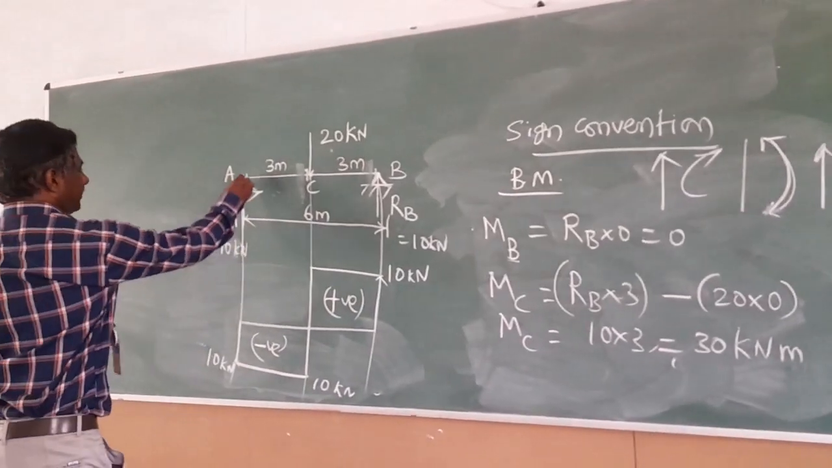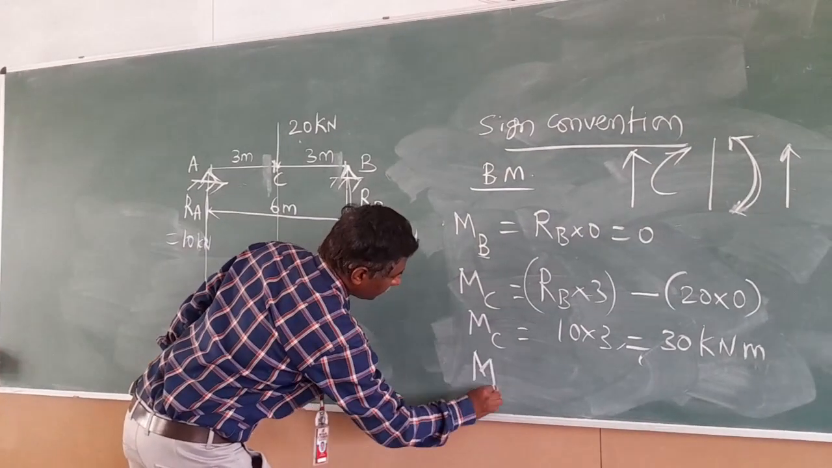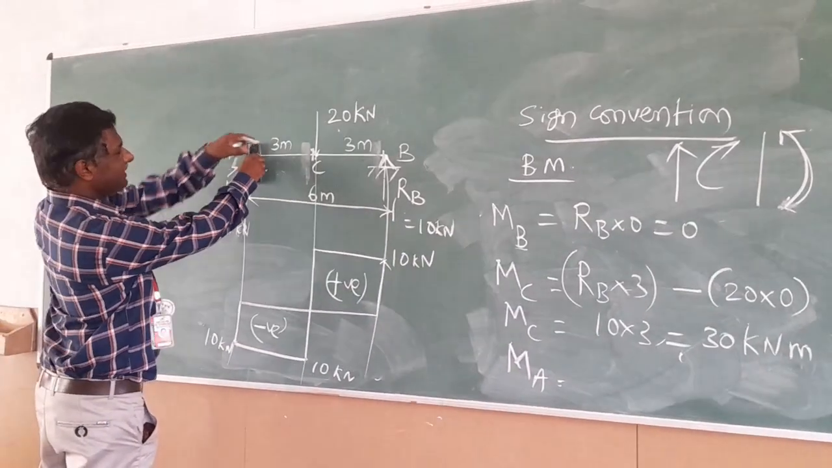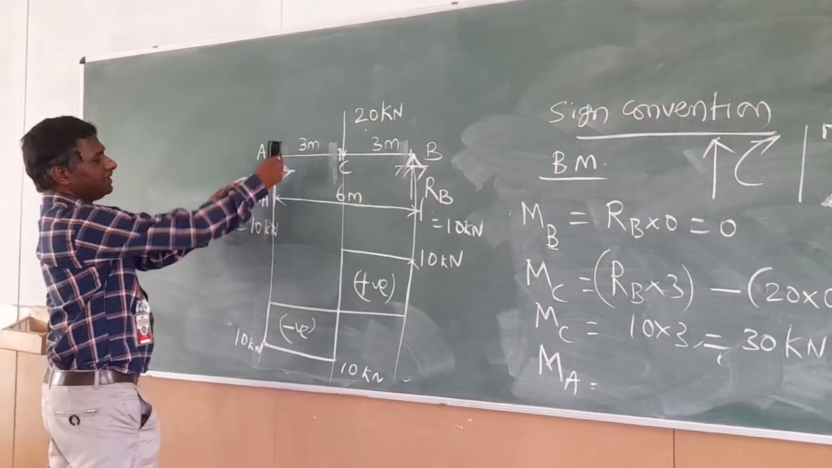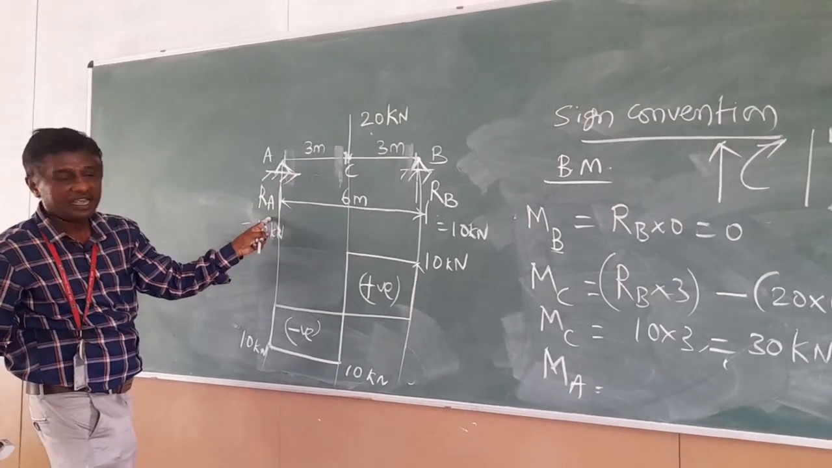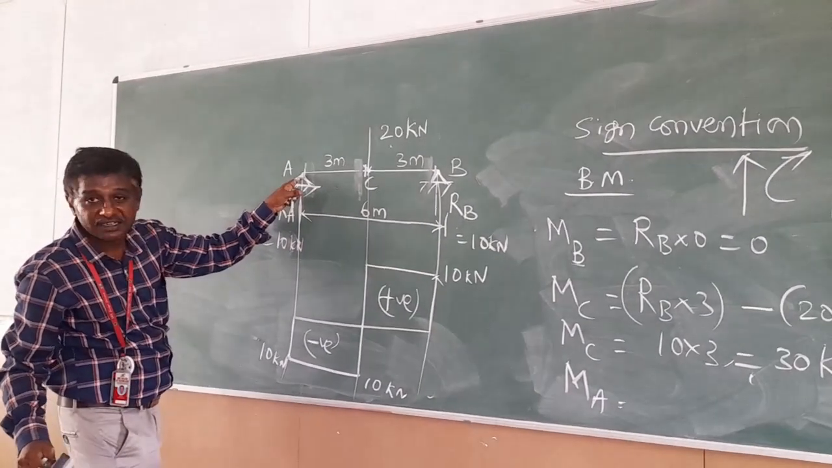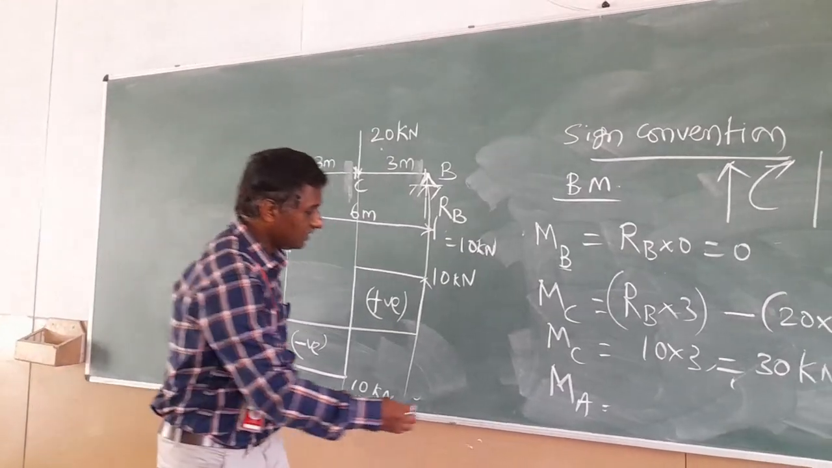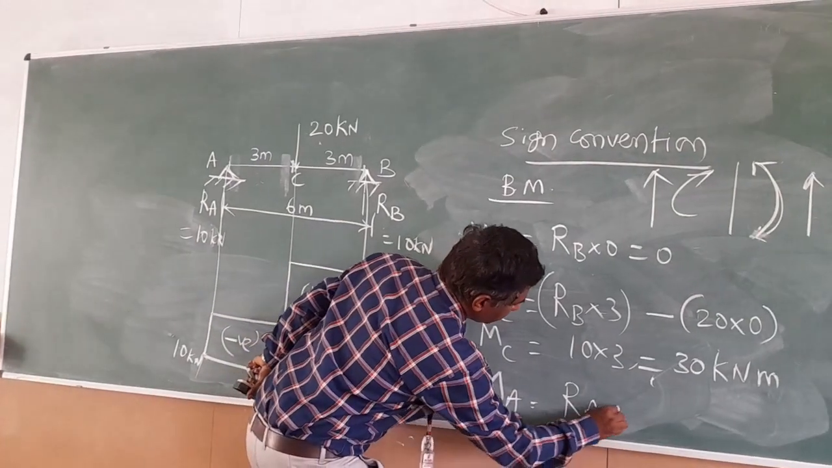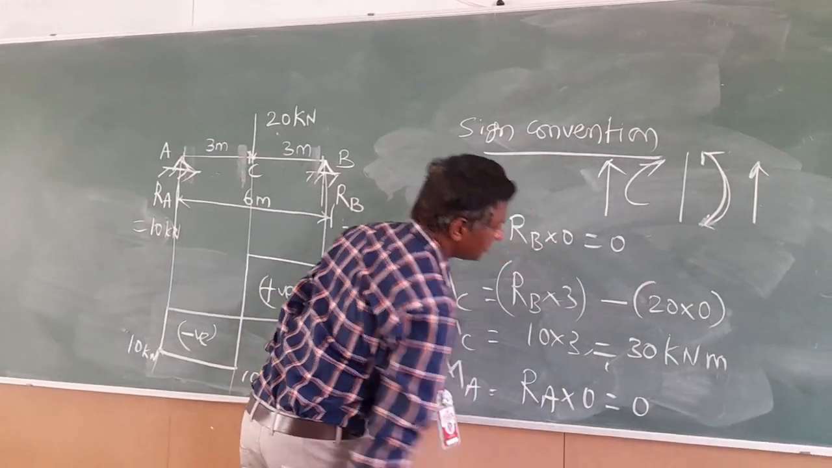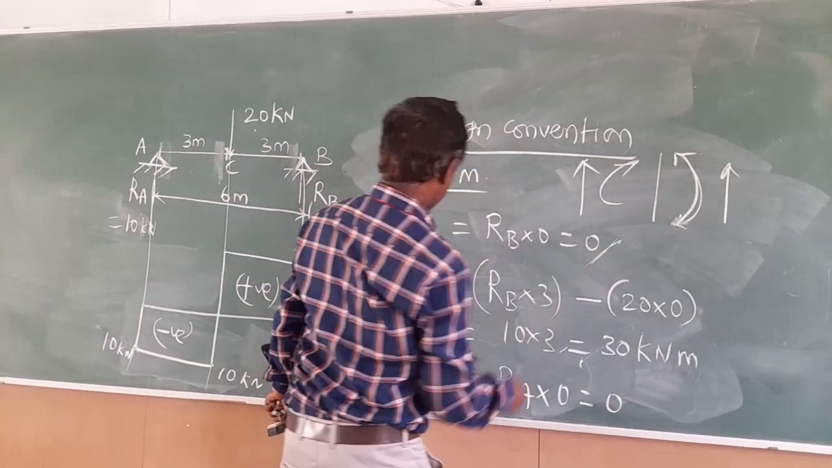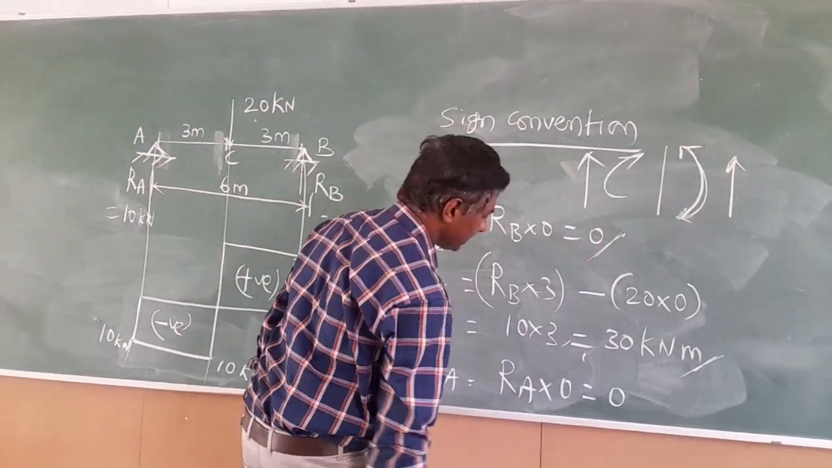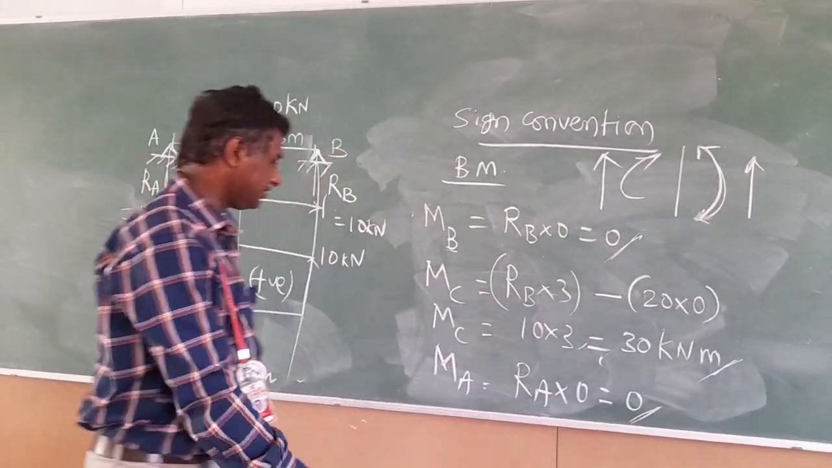What is MA? From this point, you can consider the right side or left side. Now consider the left side because only one force is there, RA, and RA lies at the same point. So RA into, there is no perpendicular distance, simply it is RA into 0, and that is equal to 0. So I am having MB equal to 0, M at point C is equal to 30 kN·m, and M at point A is equal to 0.